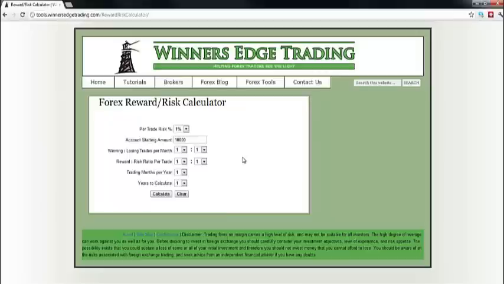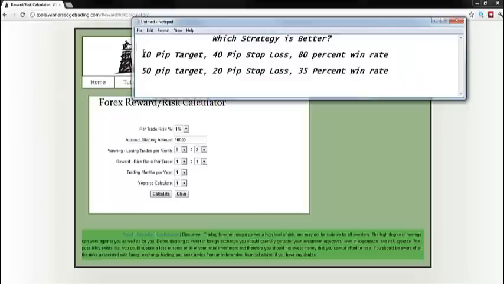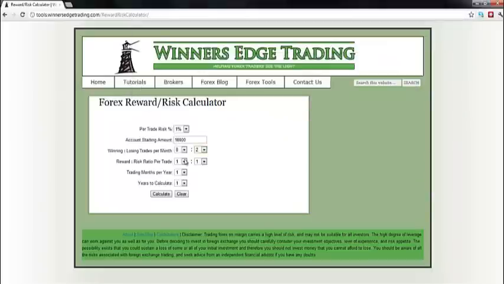Now remember, the first one is an 80% win rate. So we're going to say that we win 8 and we lose 2. So we have winning versus losing, so that's 80%. And then the next thing that we're going to do is plug in our risk to reward ratio. Now remember that our reward is 10 and our risk is 40. So we have 4 to 1, or in this case, because reward comes first, we have 1 to 4.